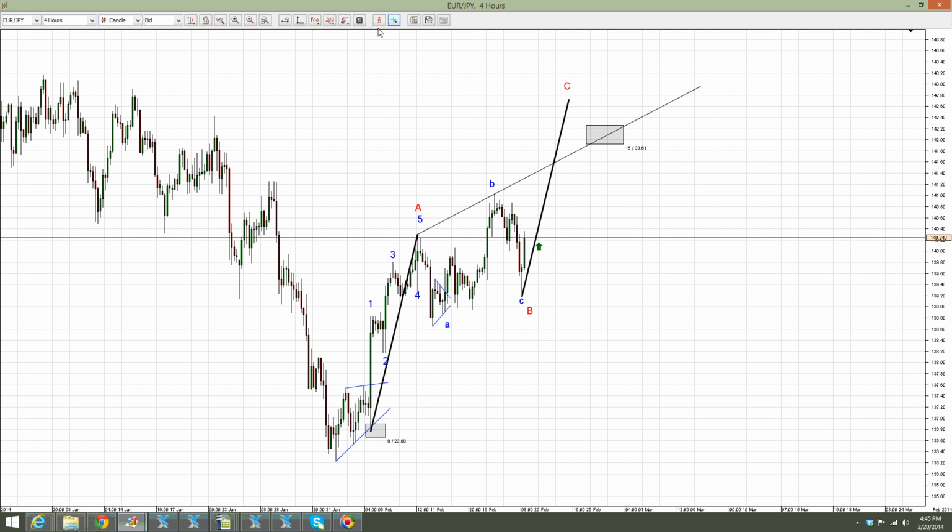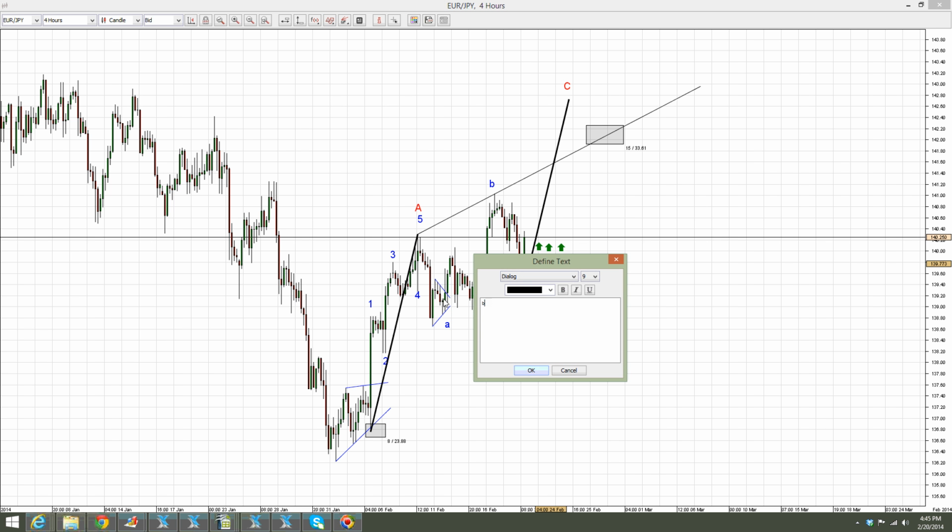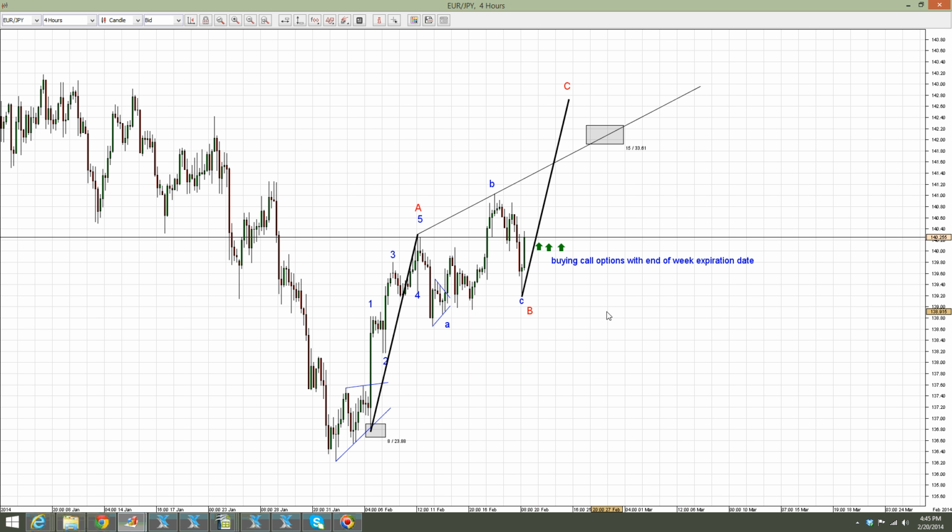Let's write here on the screen then that we are buying call options with end of week expiration date for our, let's say, analysis in the Euro-Japanese yen.